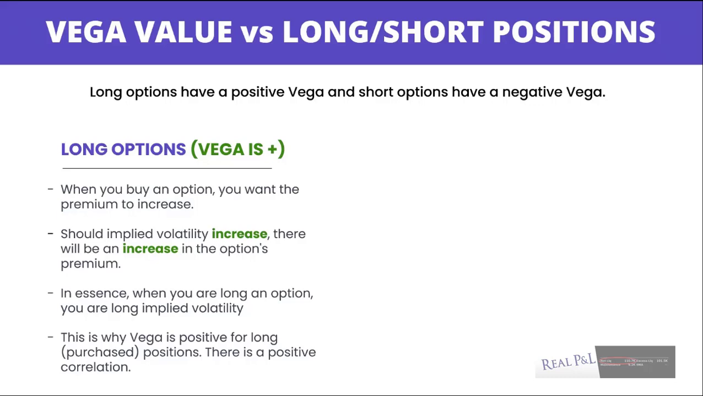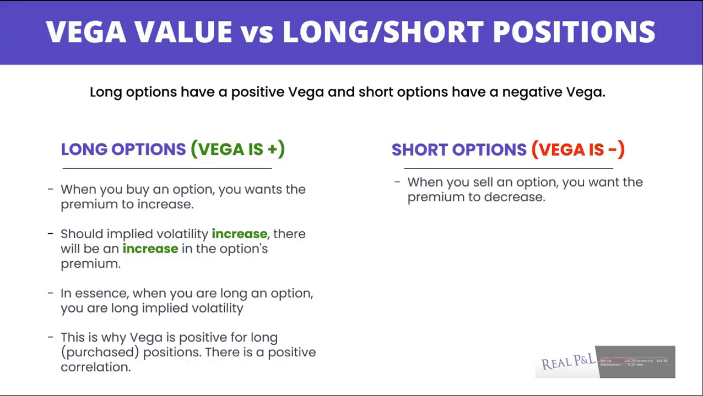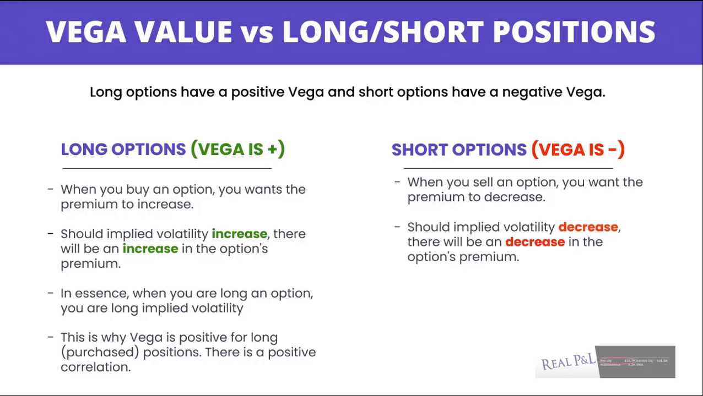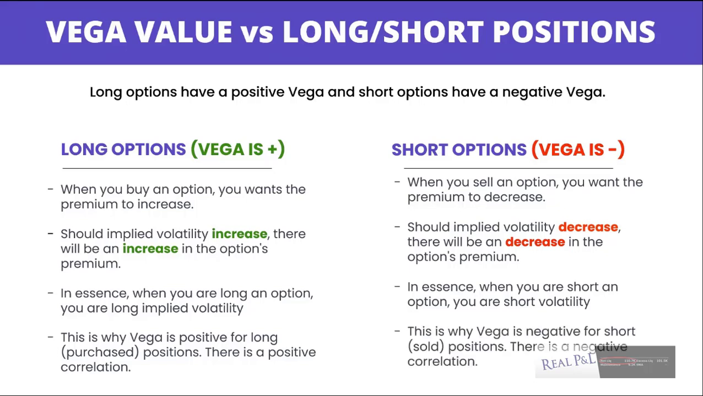There's a positive correlation. Now, short options, Vega is negative. So if you're selling options, you have negative Vega. When you sell an option, you want the premium to decrease or go down. You want the price of the option to go down. Should implied volatility decrease, there will also be a decrease in the option's premium or the option's price. In essence, when you're short an option, you are short volatility. This is why Vega is negative for short or sold positions. This is a negative correlation to Vega.